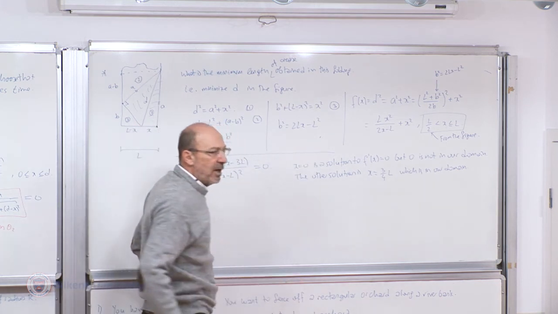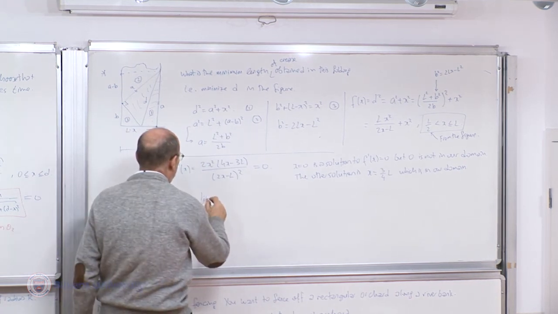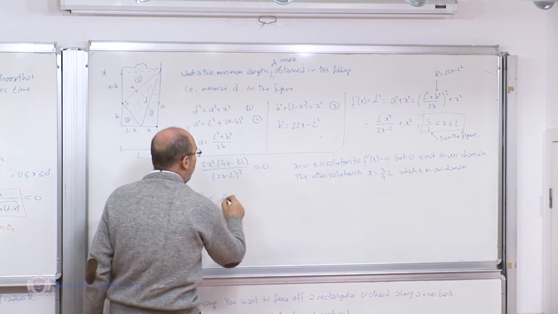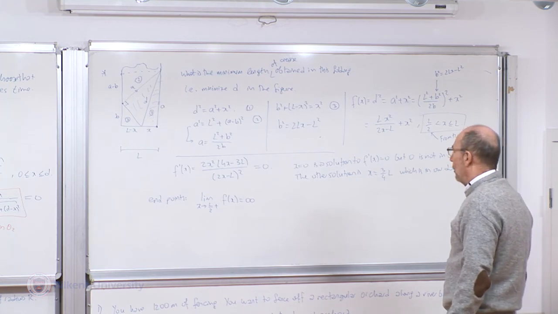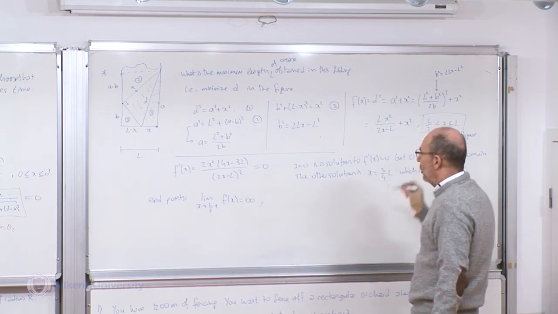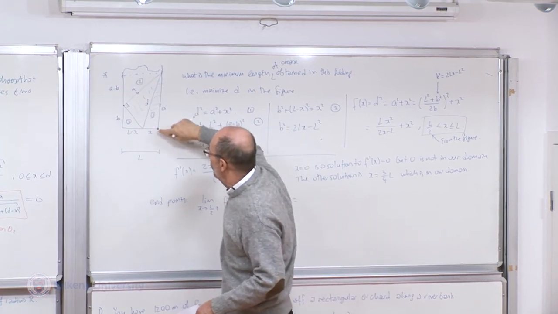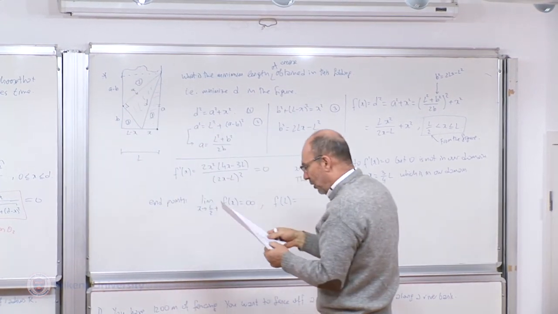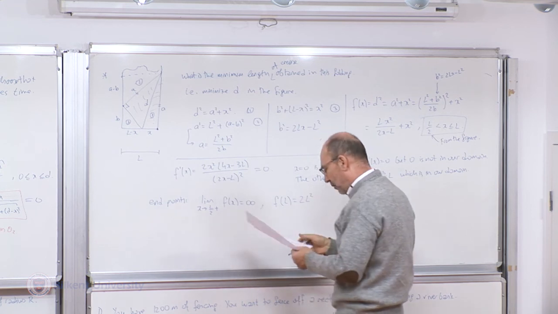Since this endpoint is not in the domain, we take the limit as the parameter approaches that endpoint. The limit as x approaches L over 2 from the right of f of x is infinite. So this becomes something over 0. And the other endpoint is in the domain. I can put it here and calculate f of L. You just take this and make x equal to L and put it here. You can calculate it either from the right triangle or from here, and you'll find that this is 2L squared.